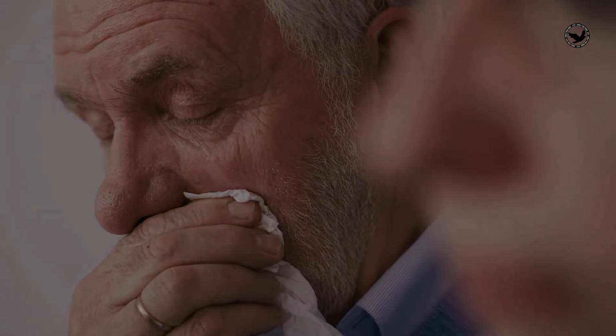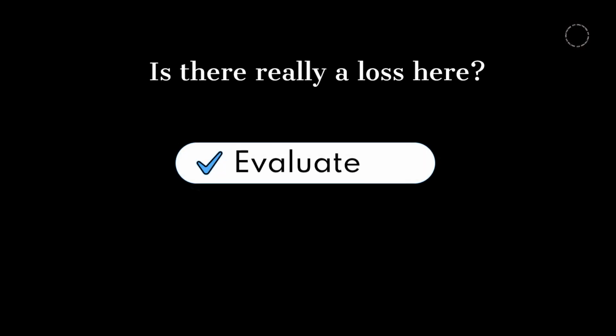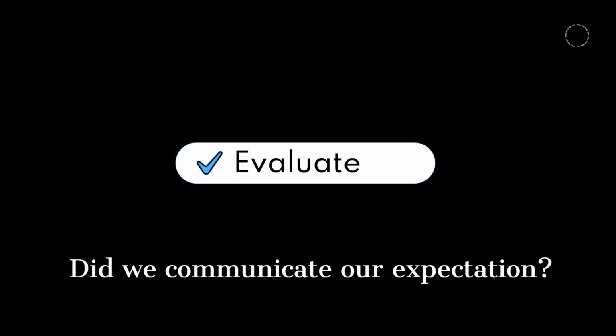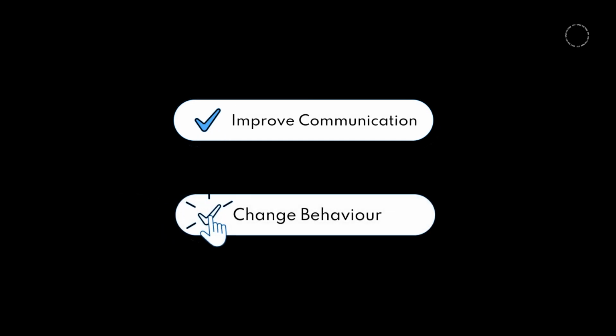What do we need to do? It tells us immediately that we have to evaluate, is there really a loss here? Again, do we need to change our perception? Maybe you just didn't communicate to this person that when you told them this, you wanted them to keep this information private. Maybe you haven't lost anything. Maybe you just have to change your way of communicating your needs, or again, change your behavior.